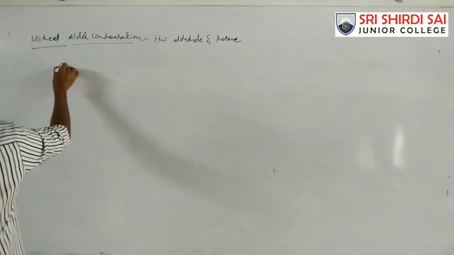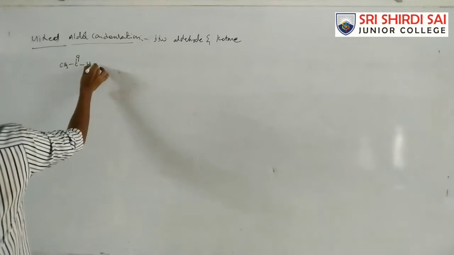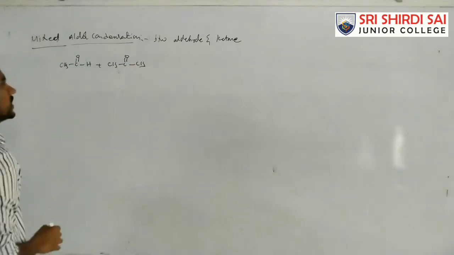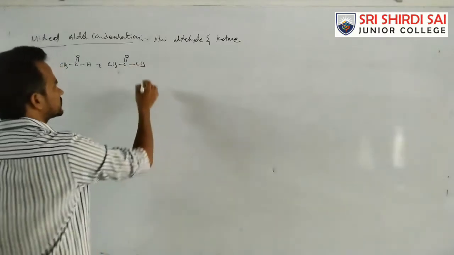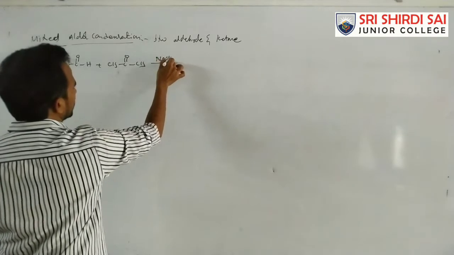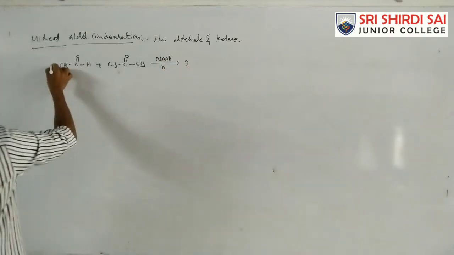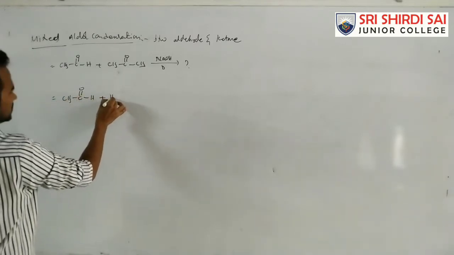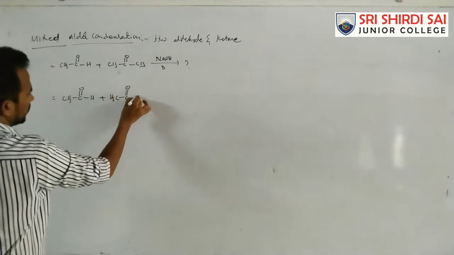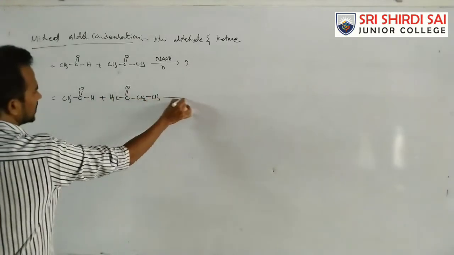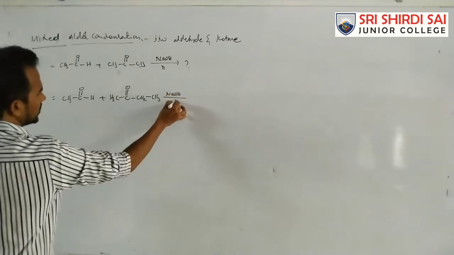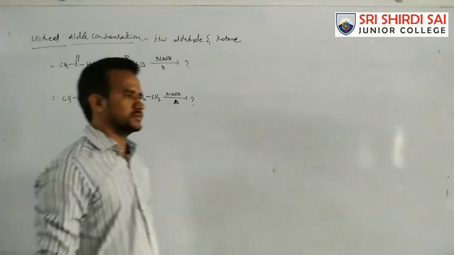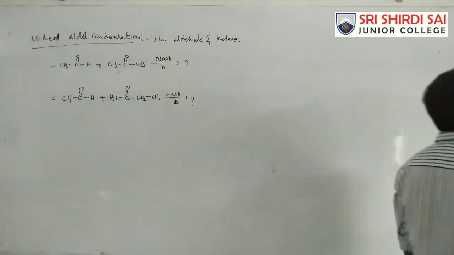So see this one: CH3CHO plus CH3COCH2CH3. One aldehyde, one ketone, and it reacts with NaOH on heating. Write the products. How many products are possible? One aldehyde and one ketone.